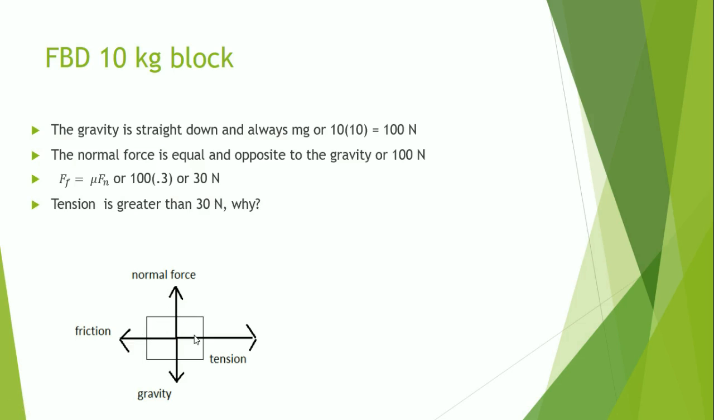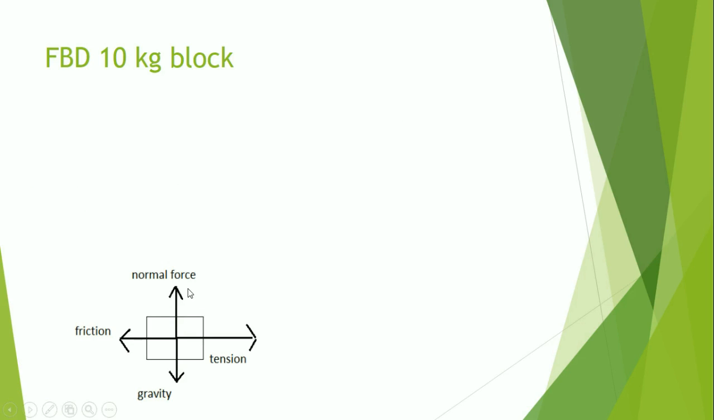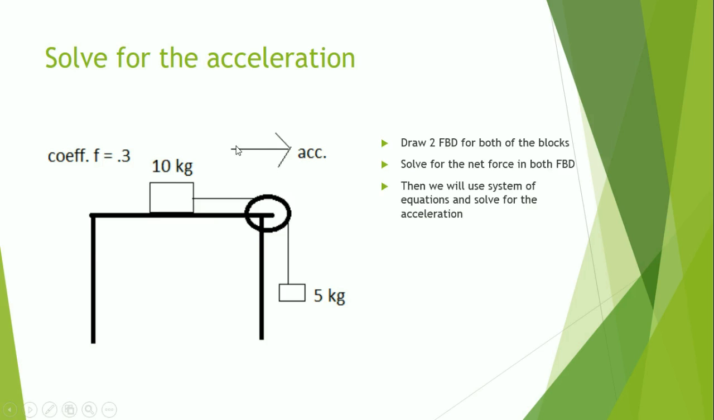And tension is greater than 30 newtons. And I forgot to tell you this, but in this situation, the acceleration is going to the right. So this 10 kg block is sliding downwards. And always, when you're writing acceleration vectors, always draw it outside the objects. So always draw it away from the objects. Don't draw it like forces which are on the object.